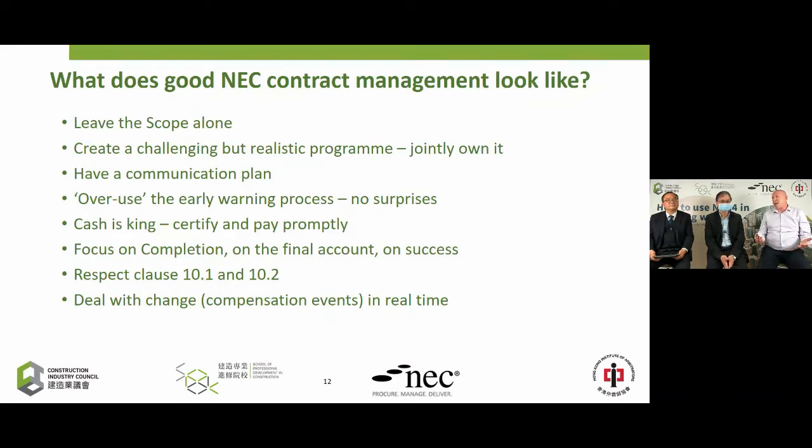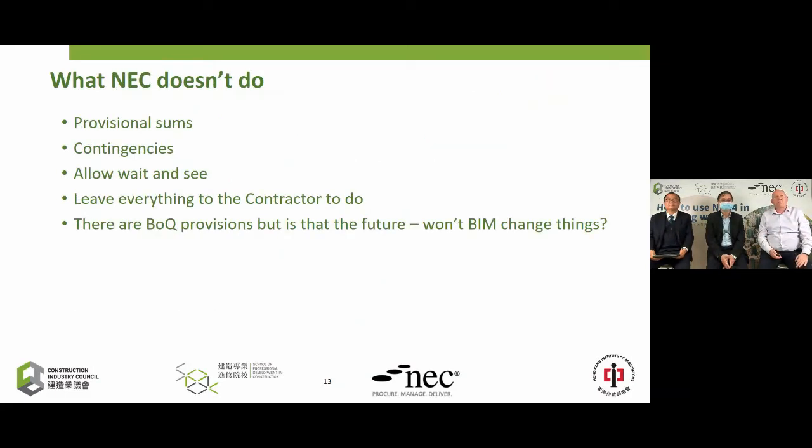So I've made this up, we need things like three times more early warnings than we do compensation events. We need more early warnings to be notified by the project manager on behalf of the client. We need to think and worry that little bit more about the future and de-risk the project and end up with less and less compensation events.